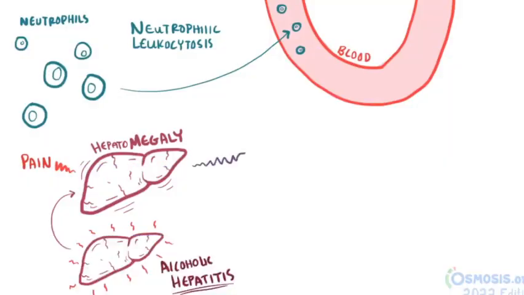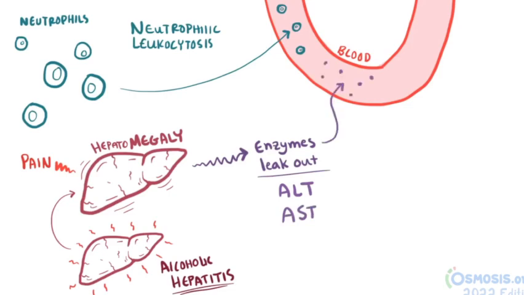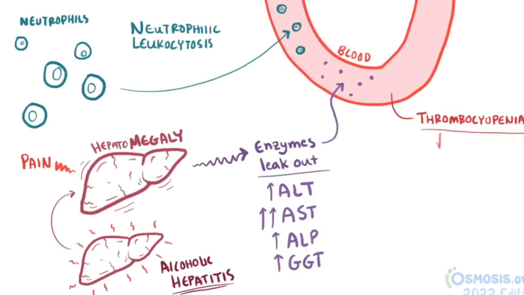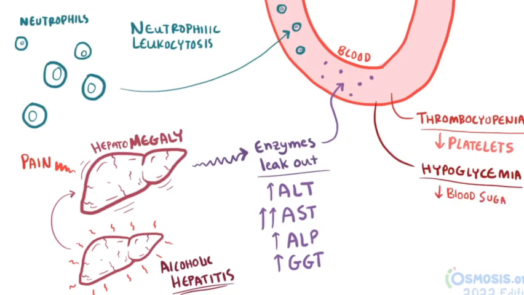The damage done to hepatocytes also results in leakage of liver enzymes like alanine aminotransferase, or ALT, or aspartate aminotransferase, or AST, both types of transaminase. Usually, even though both are elevated, AST will be found to be greater than ALT in alcoholic hepatitis. In addition to these two, serum alkaline phosphatase, or ALP, and gamma-glutamyl transferase, or GGT, will also be elevated. In some cases, thrombocytopenia, a deficiency of platelets in the blood, as well as possible hypoglycemia, or low blood sugar, can also be found in the blood of someone with alcoholic liver disease.